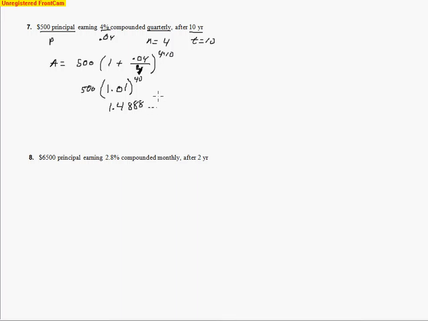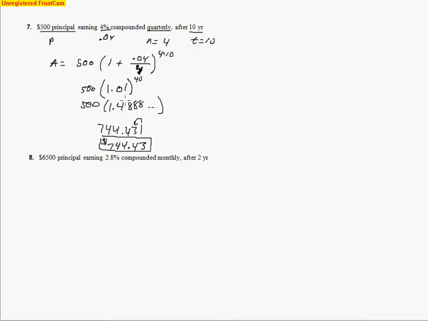And so I'm going to take that number and multiply it by 500. And so let's see what we get. Times by 500, and that gives me this, $744.43. So it's a 1 right here, but that's not big enough to round that up. So $744.43.